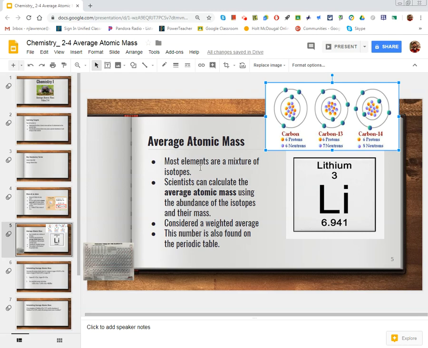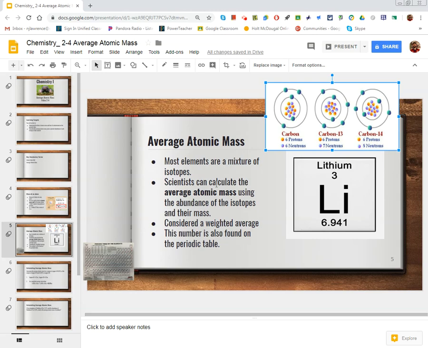So again, every element out there in the world typically is a mixture of isotopes. If you get a scoop of gold or a scoop of copper or a scoop of carbon, that scoop in your hand is going to have a mixture of the isotopes. It might be more of one isotope than the other, but it's still going to be a mixture.